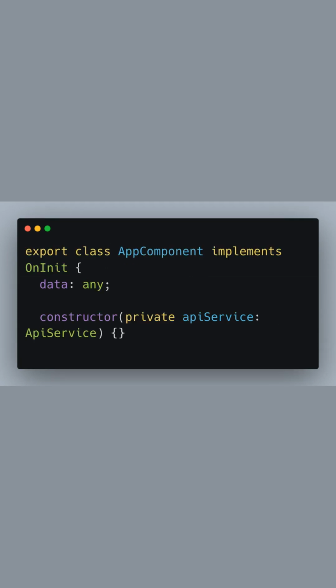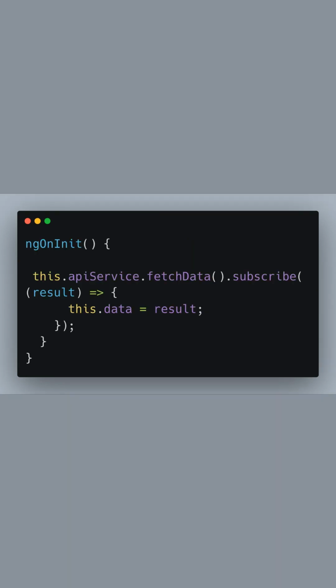AppComponent implements the OnInit interface, which requires the ngOnInit method. It has a data property which will hold the data we fetch. We inject the ApiService through the component's constructor. Within the ngOnInit lifecycle hook, we call fetchData on our ApiService and subscribe to its resulting observable. When we receive the data, we assign it to the component's data property, making it accessible to our template for rendering.